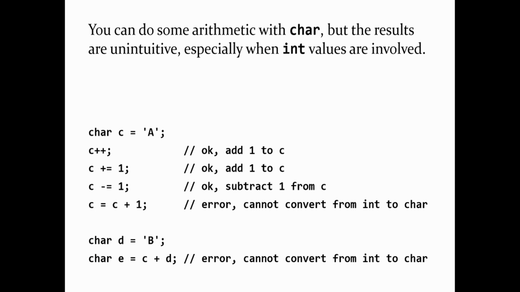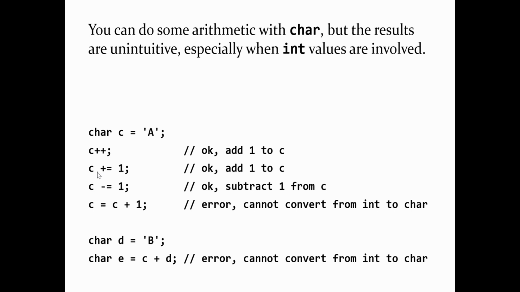Okay, you can do some arithmetic with char, but the results are unintuitive. I just told you char is just an integer value, so you can do arithmetic with it, but the results are very strange unless you know all the rules. So, for example, I start out with the letter capital A. Can I add 1 to it? Can I write c++ or ++c? The answer is yes. You can add 1 to that, and you'll get the letter B when you print it out.